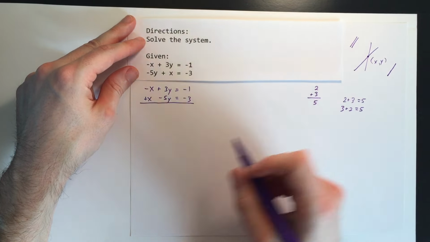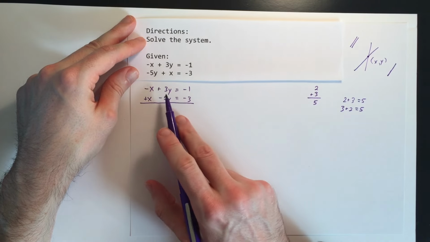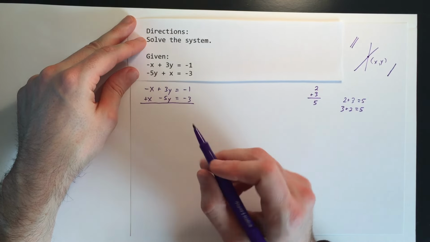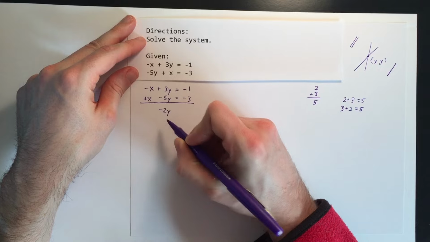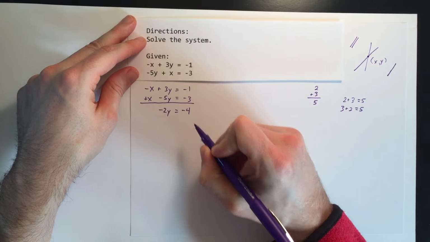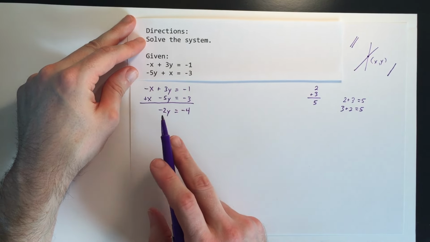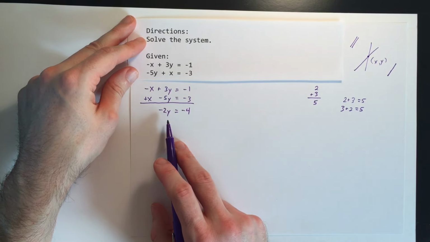So I'm just going to add negative x, positive x, that makes 0. Positive 3 and a negative 5, that makes a negative 2y. And a negative 1 and a negative 3 makes negative 4. So my x's, since they're 0, they're gone. And now I can solve this equation.